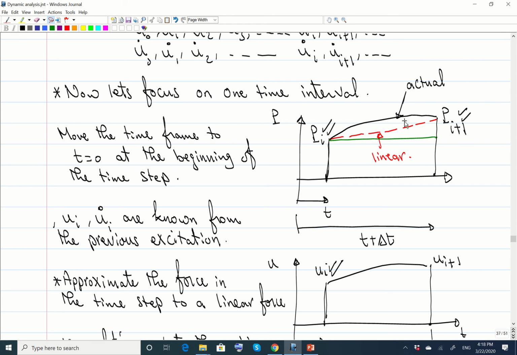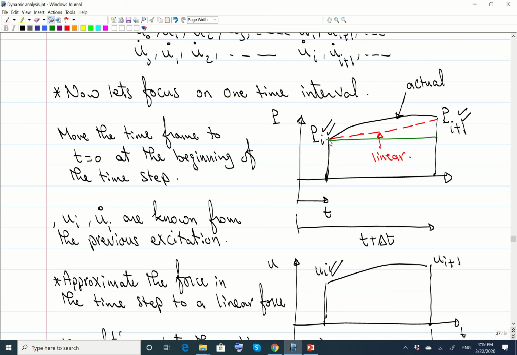Even if the force is not linearly changing, since delta t is small, we're going to assume that the force is changing linearly. So you start with p_i, and then the force changes linearly between p_i and p_i plus 1. So in this delta t, the force is a constant force plus a linear force that starts from 0. Now you can relate why we found a closed form solution for a constant force and a linearly increasing force, because we're going to use that over here.